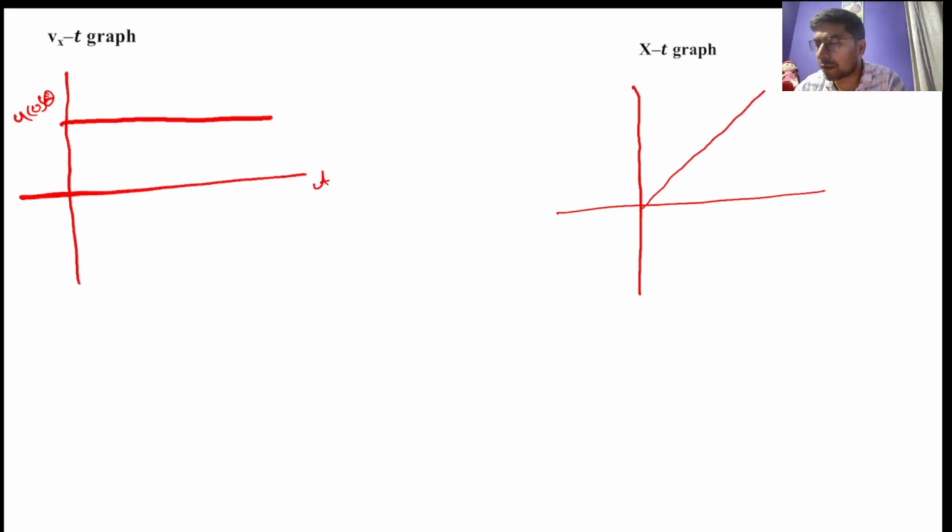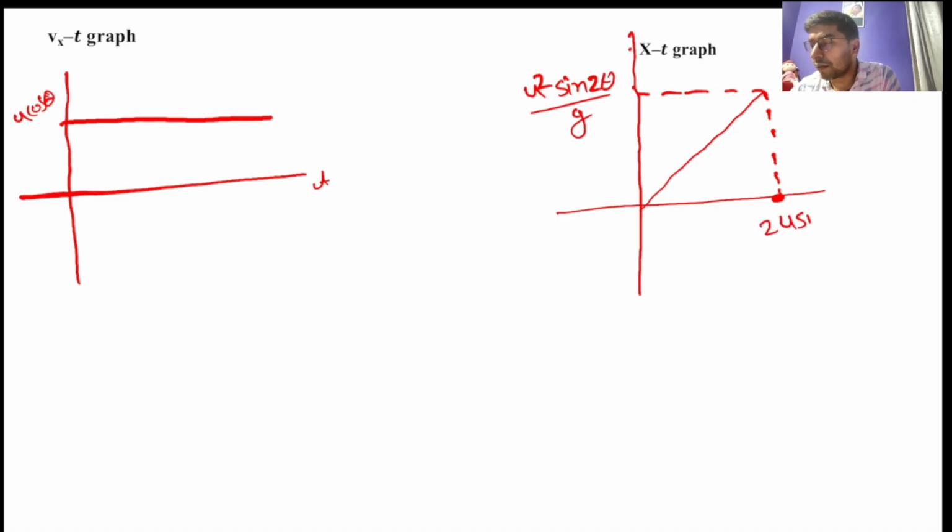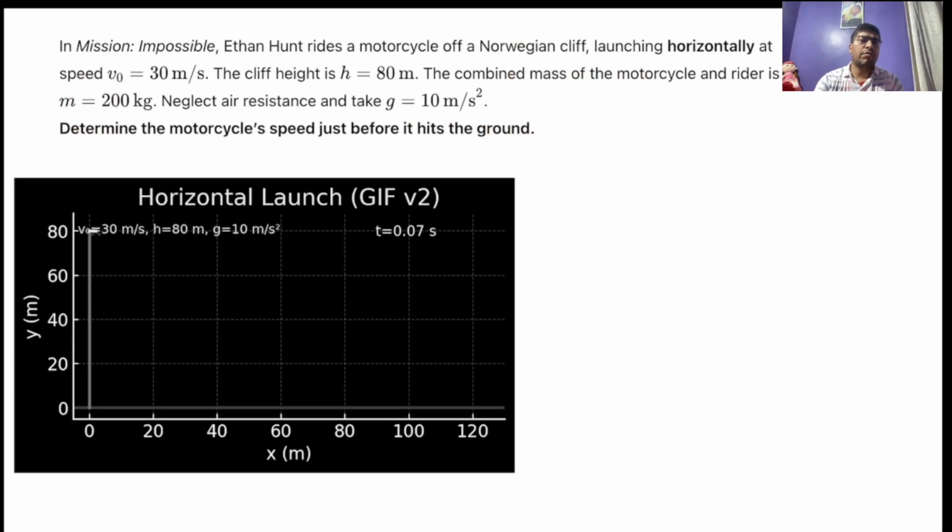And maximum displacement will be how much? The range. And range is how much? U square sine 2 theta by g. This is the range. And how long it will move? This time will be how much? 2u sine theta by g. Clear? Good. Now we have to solve one question.